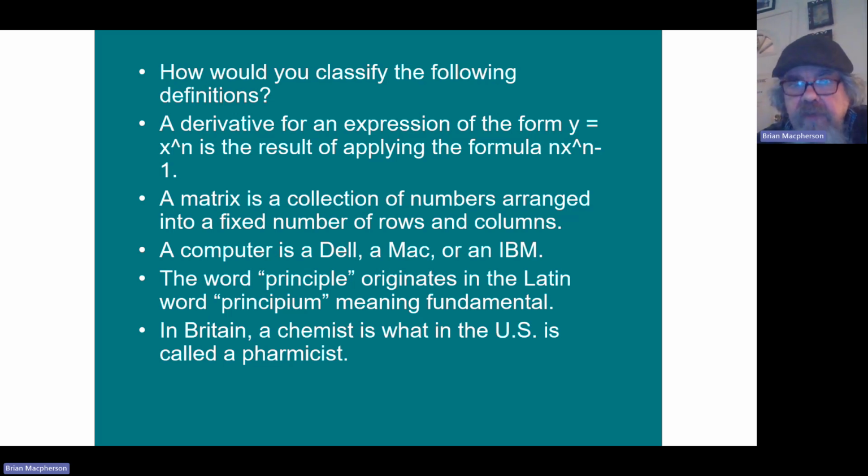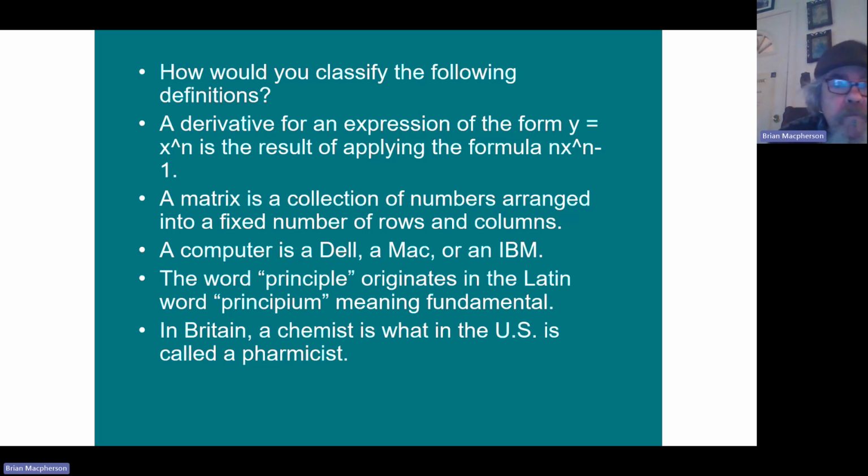It's not giving you examples of matrices. It's simply giving you a set of attributes. It's a collection of numbers arranged into a fixed number of rows and columns. Notice that collection is the broadest term. So the genus is collection. And the specific difference are numbers. And then arranged into rows and columns is another specific difference. So your best bet here is to call this definition an intentional definition by genus and difference.